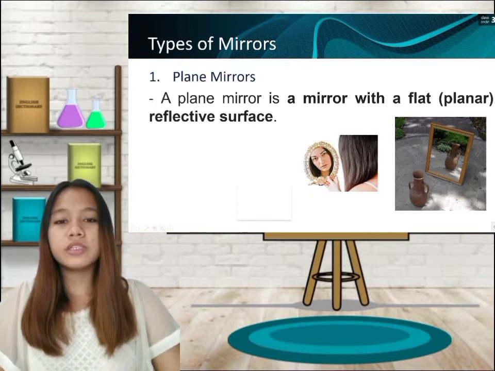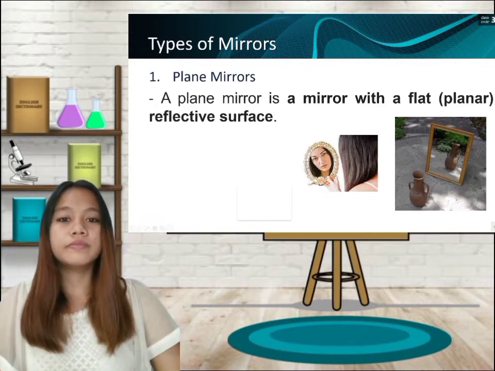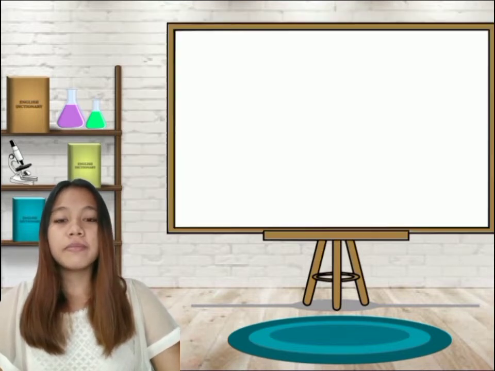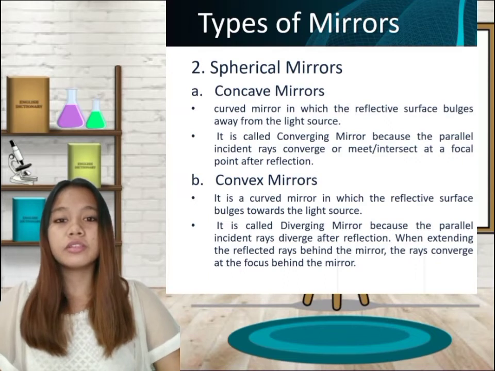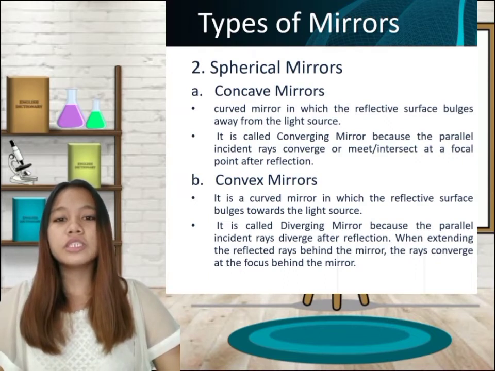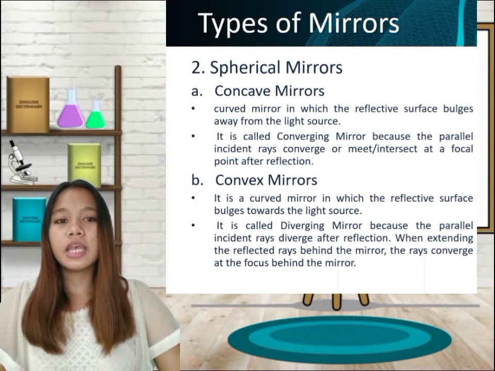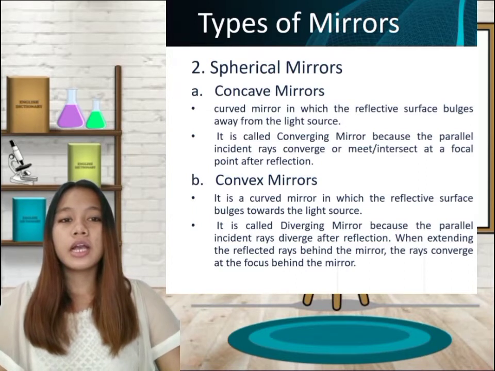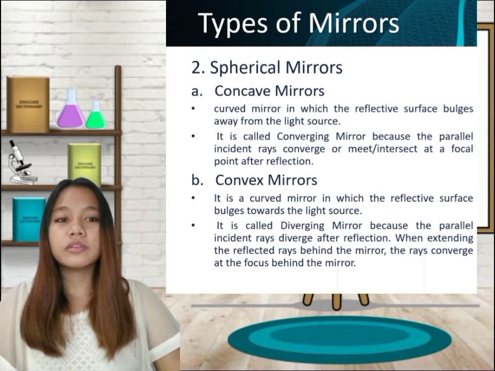One example of this is the mirror that we use at home, which is shown in the picture. Another type of mirror is the spherical mirrors or curved mirrors, which is divided into two types, the concave mirror and the convex mirrors.